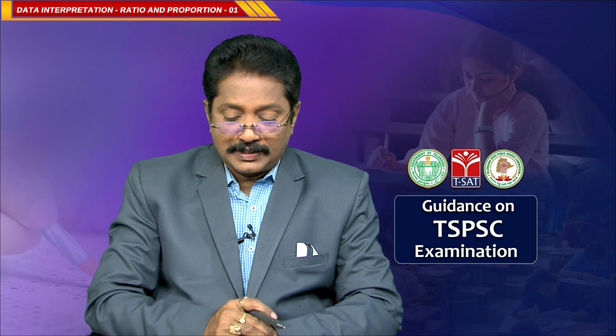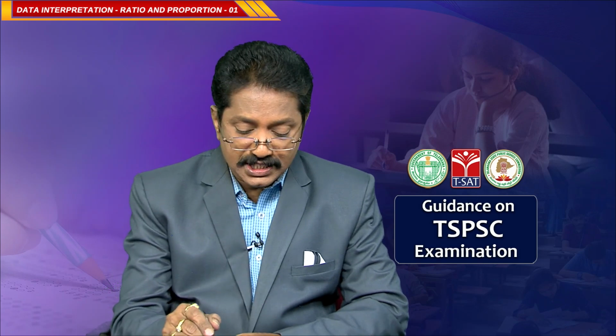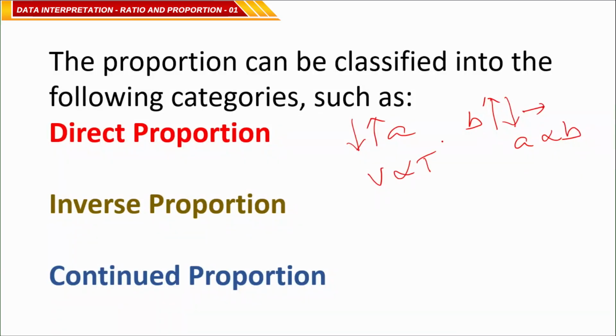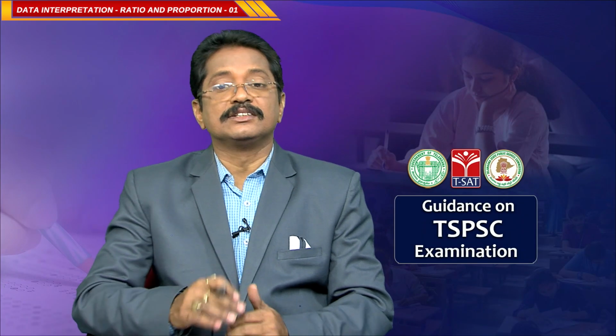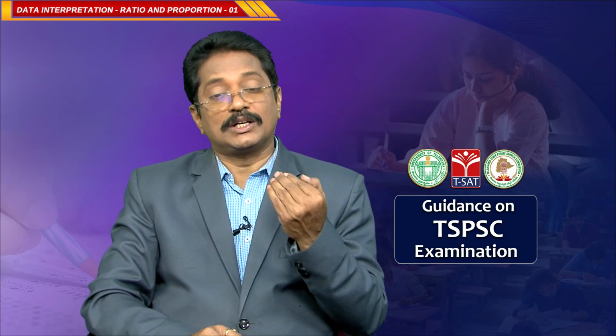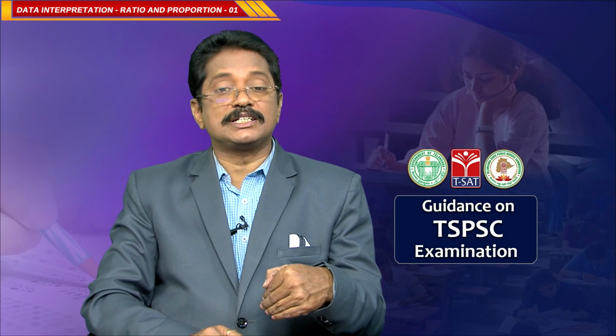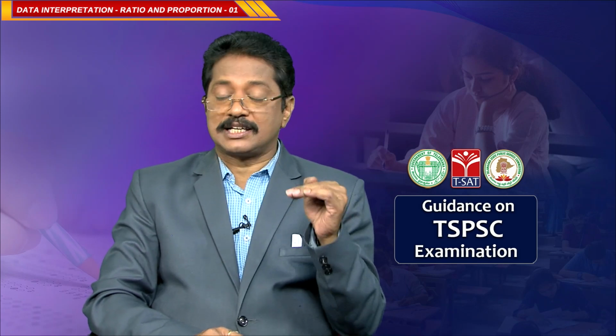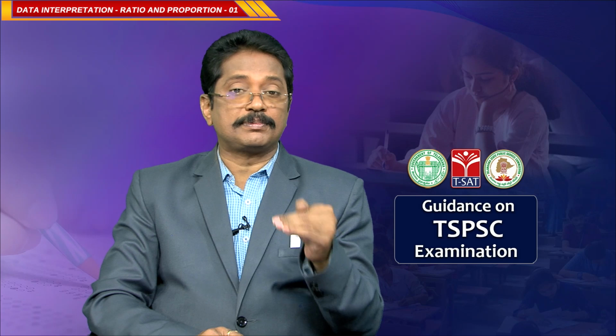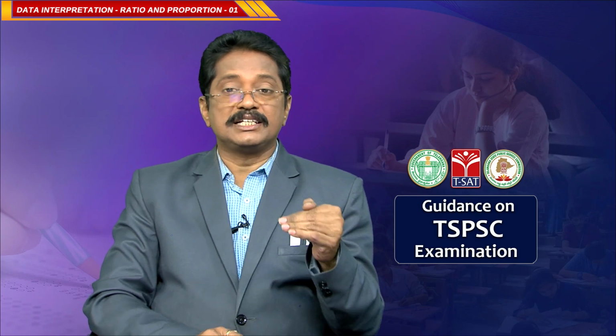Clear? Take Charles' law in chemistry: V is proportional to T at constant pressure of a gas. When temperature increases, the volume also increases. When temperature decreases, the volume also decreases. Here one quantity increases, the other quantity also increases. One quantity decreases, the other quantity also decreases, then that relation is simply said to be direct proportion. Clear? Simply A is proportional to B.